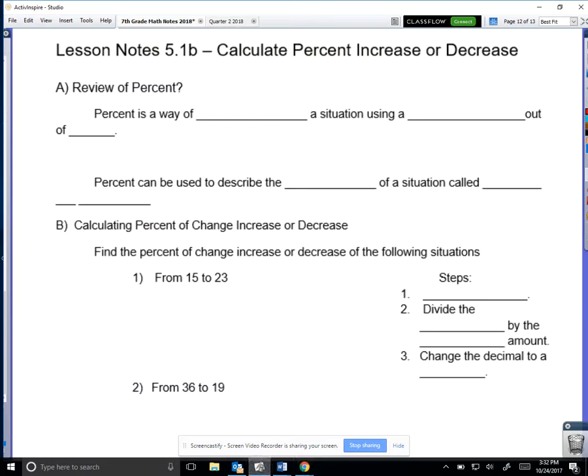All right, my little math friends, we are moving on. Now we're moving on to the second lesson here in Chapter 5. Now that we've done a review of percent, we're going to actually start to use this, and we're going to calculate the percent increase or decrease, okay?